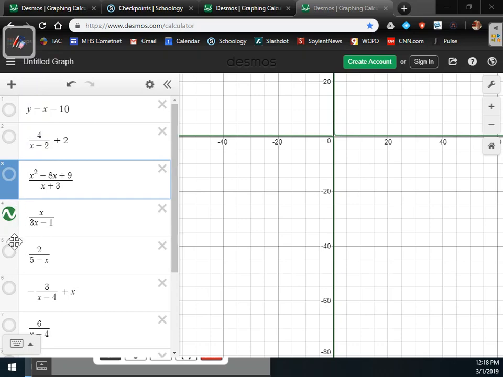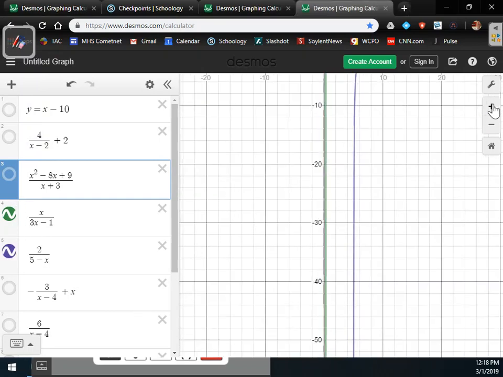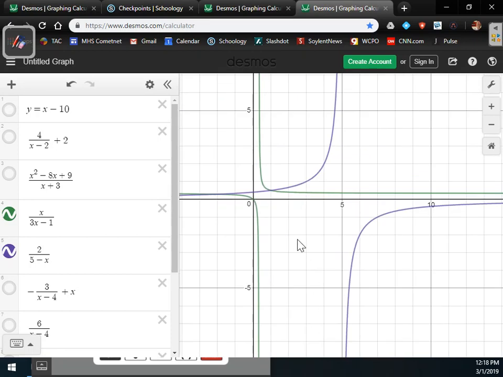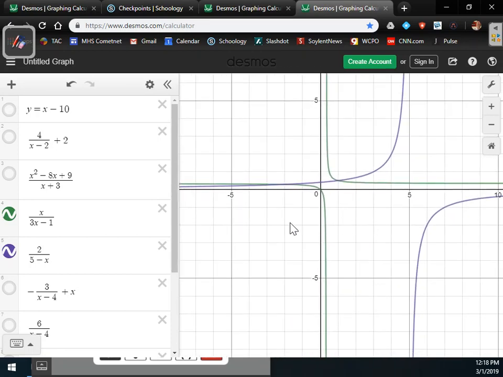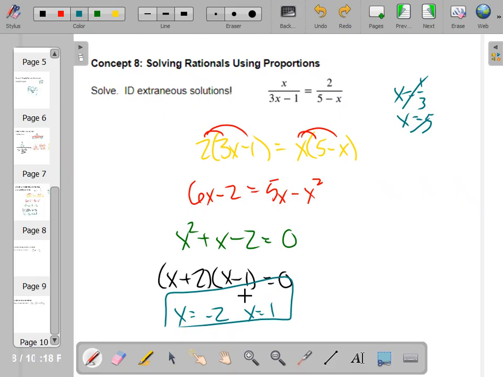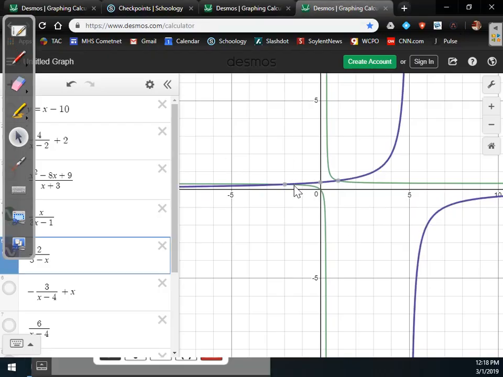X over 3x minus 1, got it. And what should happen is we're treating it like a system, so we're finding the intersection points. I think these two functions should intersect at negative 2 and positive 1. Do they? Negative 2, positive 1. Sweet. I know I did it right because I verified my answer visually.